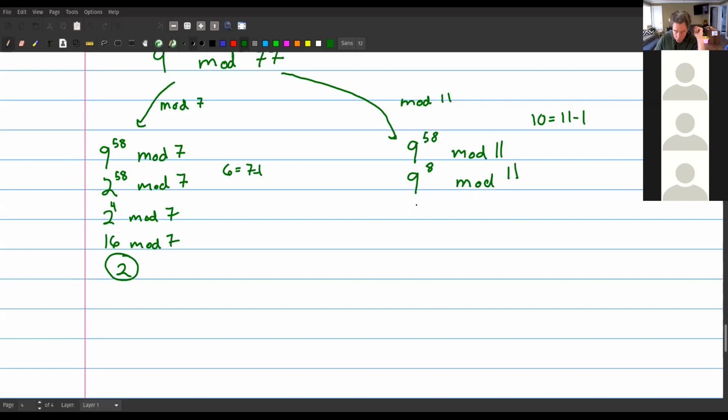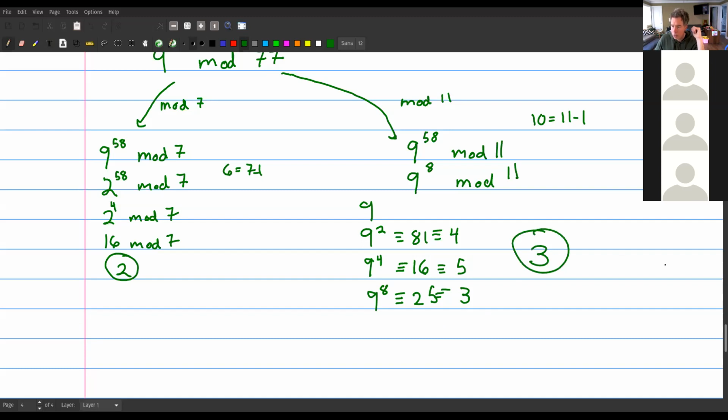You can use the square and multiply algorithm. First you have 9, then 9 squared, which is 81, which is 4. Then you square that and get 9 to the 4th, which is 16, which is 5. Then you square that and get 9 to the 8th, which is 25, which is 3. So the answer over here is 3.